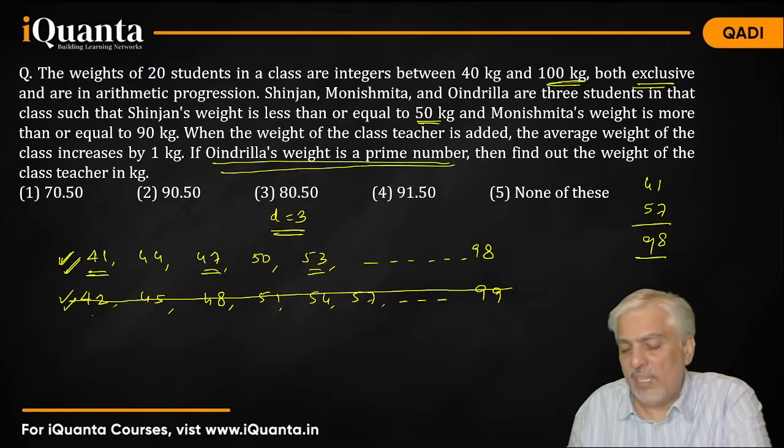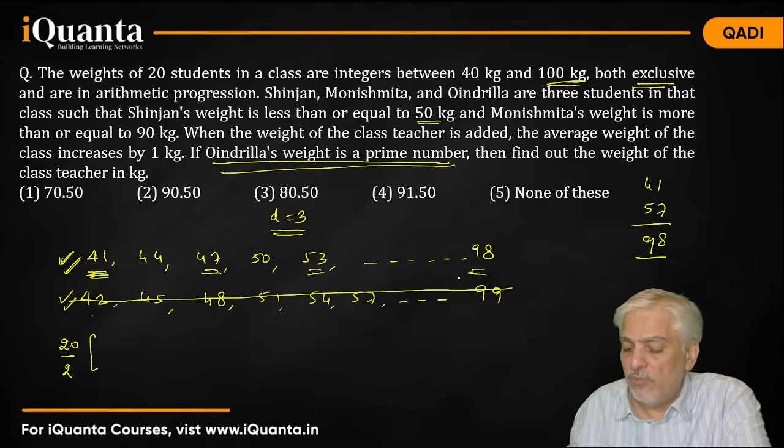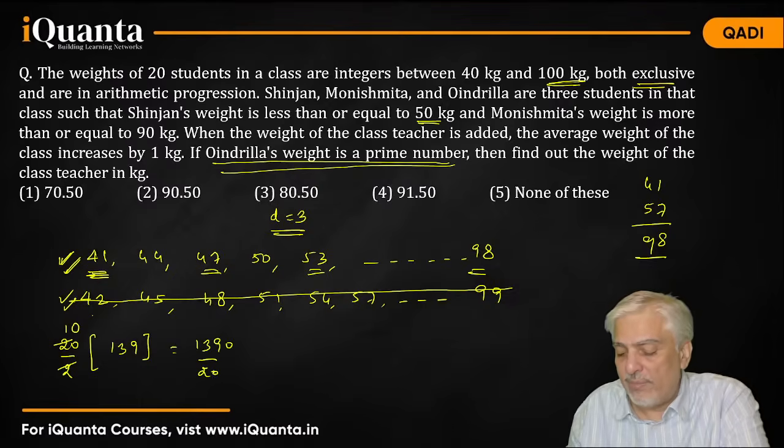So there are a couple of ways you could have done it. You can use the Sn formula: 20 upon 2 into first term plus last term. First term plus last term will be 139. Okay, so this is the total. Divide by 20. 1390 divided by 20 will become the average, which will become 69.5.